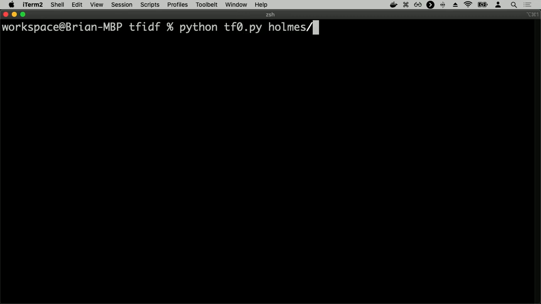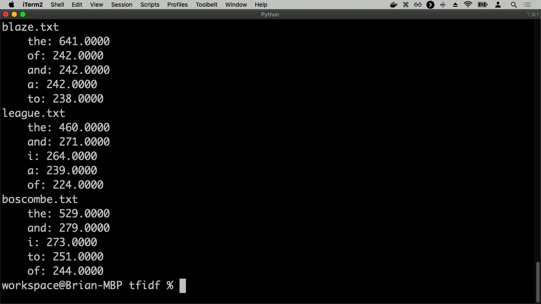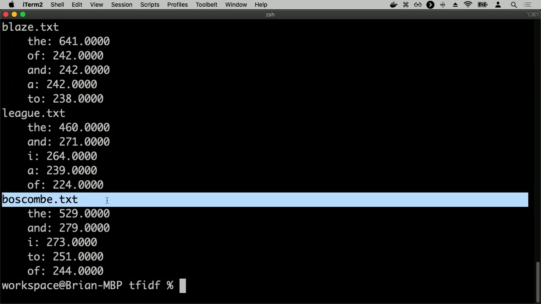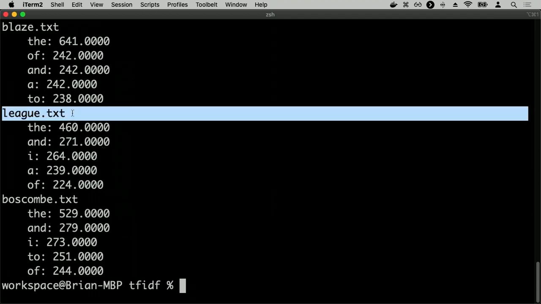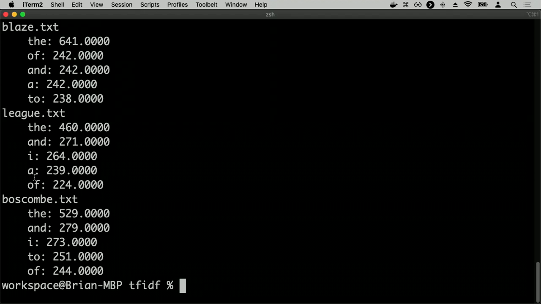What I'm hoping to get out of this process is to figure out what the important words in Sherlock Holmes are, for example. So we'll go ahead and run this and see what we get. It's loading the data. And here's what we get. For this particular story, the important words are the, and, I, to, and of. Those are the words that show up more frequently. In this particular story, it's the, and, I, a, and of.